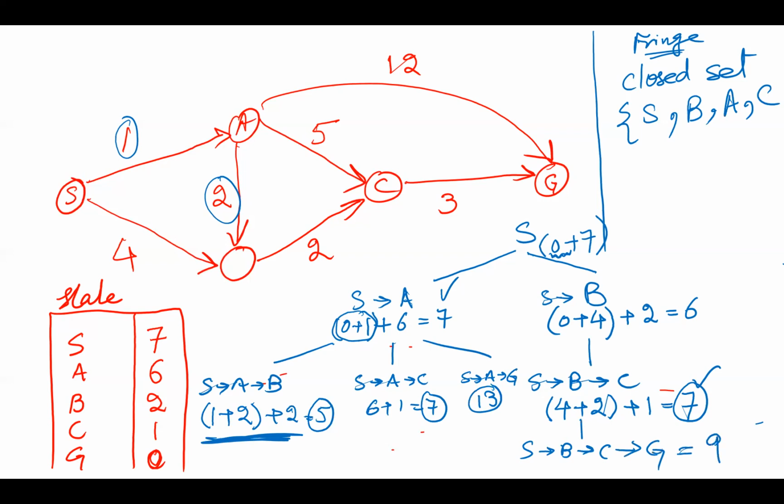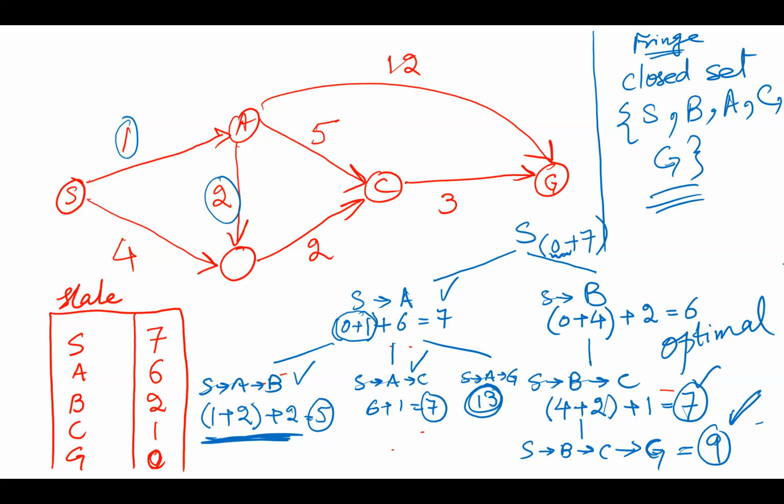So here we already expanded C. Can we expand this? No. Can we expand this? No. We can only look at this and this, and we will expand this, right? We will dequeue and we say, we have declared victory. Is this optimal? Is it optimal? You know why it is not optimal?